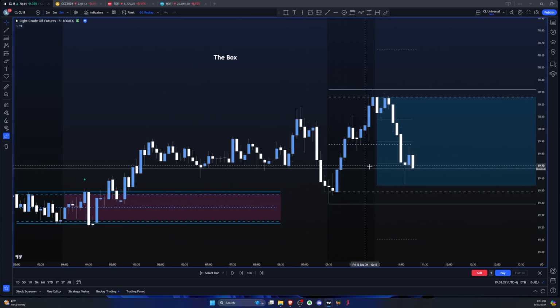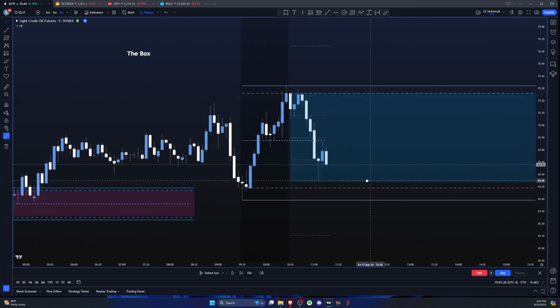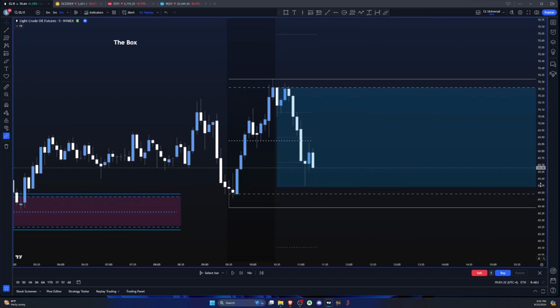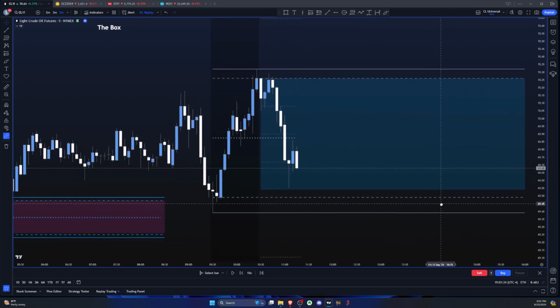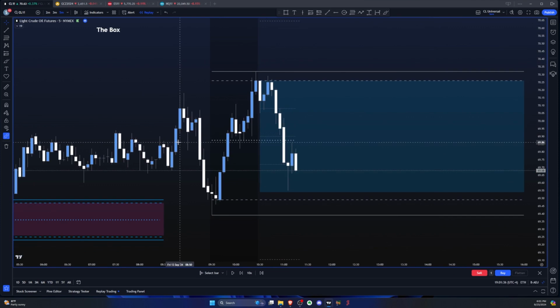And the rules are very simple. It's very, very mechanical. And let me just kind of break down the chart for a second, though. So when I'm looking at this day as an example for crude oil, okay, what I'm looking for is I'm looking for this box to be formed. And this box is basically the open. So the open of the day, which occurred right here. Okay, so this was the market open.